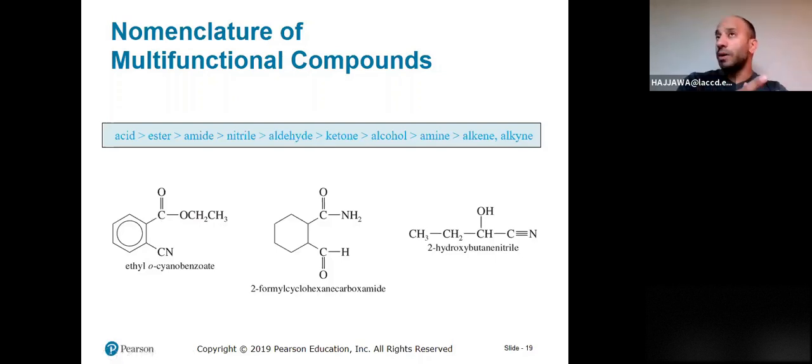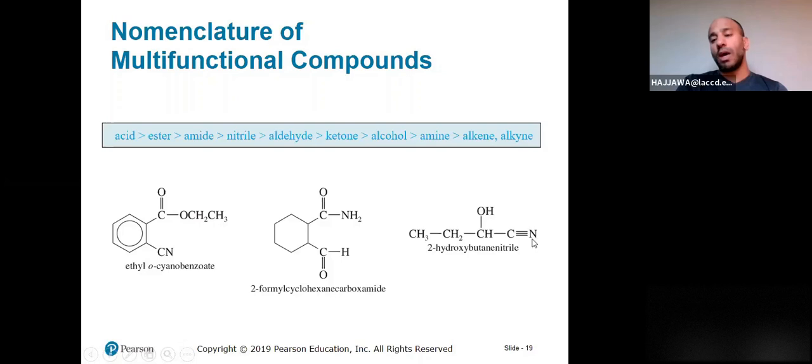How we name the ester is always by naming the alkyl group on the ester oxygen side, and then I name the chain as an alkanoate, and that's what we did here. Ethyl benzoate, but I have a cyano group attached, so that will be basically ethyl 2-cyano or ortho-cyanobenzoate. Here's another example. So I have a cyclohexane carboxamide, and I have an aldehyde. How would the aldehyde be named as a substituent? Formyl. So 2-formylcyclohexane carboxamide.